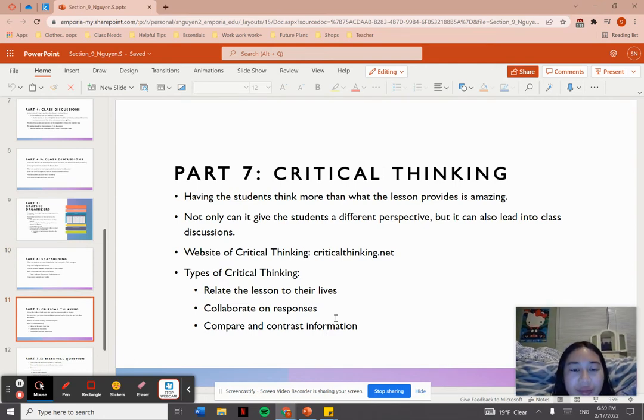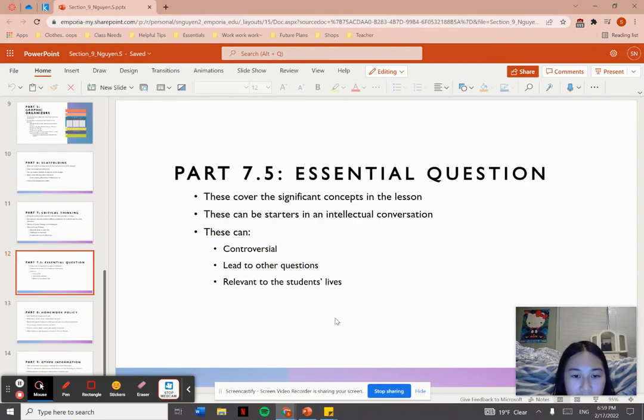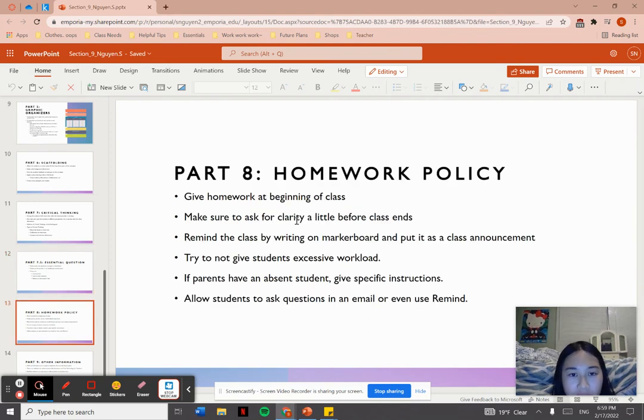Moving on, essential questions I thought were mainly important just because it's a starter for the concepts, obviously, and they can be controversial, lead to other questions, and be relevant to students' lives. And then homework policy.